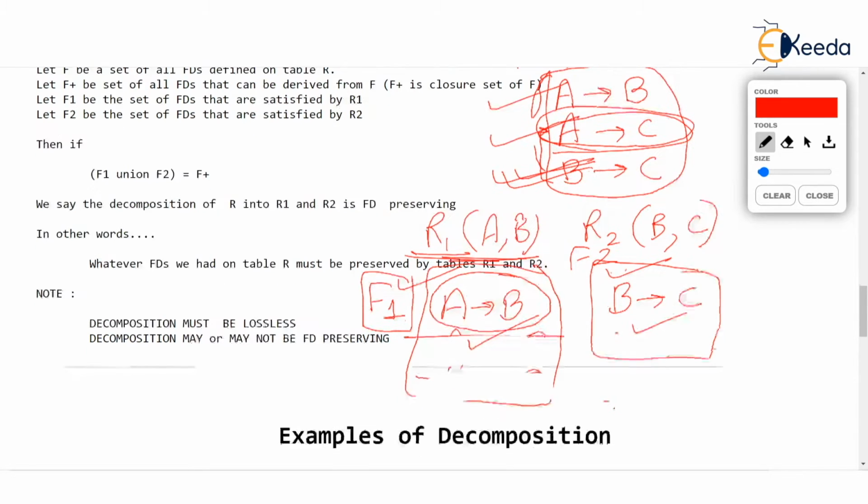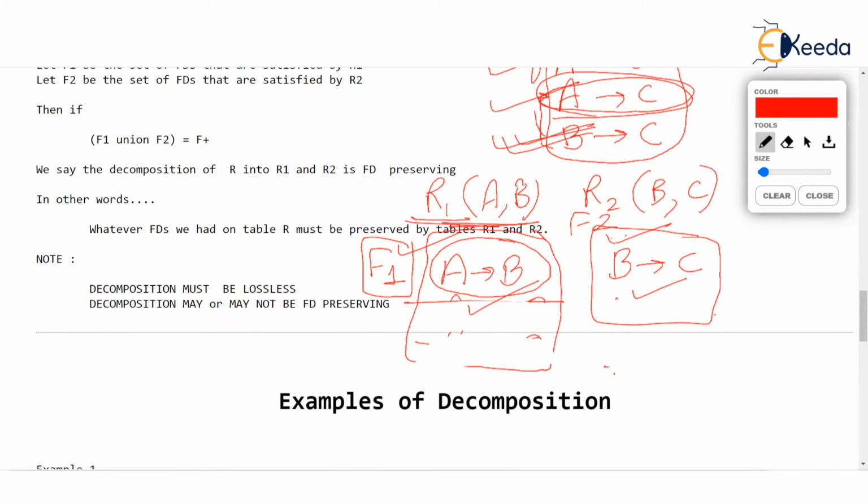You see, F1 and F2 are the two dependency sets defined on R1 and R2. Now, if you can somehow derive more dependencies from F1 and F2, if you take the union of these two, F1 union F2, and you can find some more dependencies from this, we call it the closure of F1 union F2. That means some more dependencies we can find.